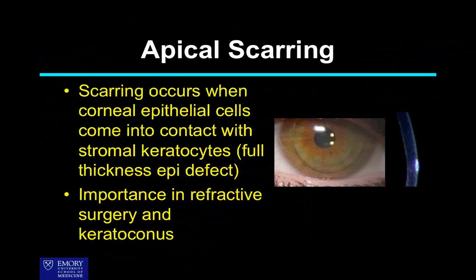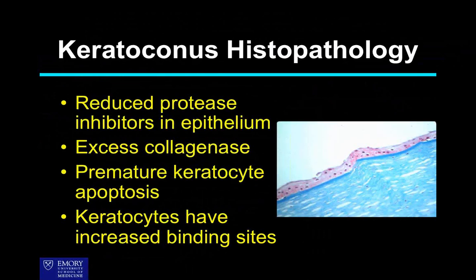Scarring occurs when the corneal epithelial cells come into contact with the stromal keratocytes, and that requires a full thickness penetration through the corneal epithelium. For example, in LASIK surgery, part of the beauty of LASIK is that it doesn't scar under the flap. The scar is only seen at the slit lamp at the wound. That's where the epithelium contacts the keratocytes, and the only place the scarring tissue will be seen. There is no scarring underneath the flap. It actually does not scar and does not heal under that long term.